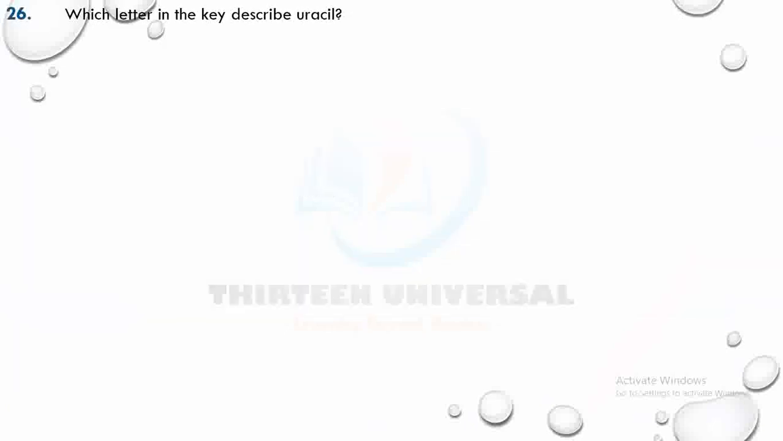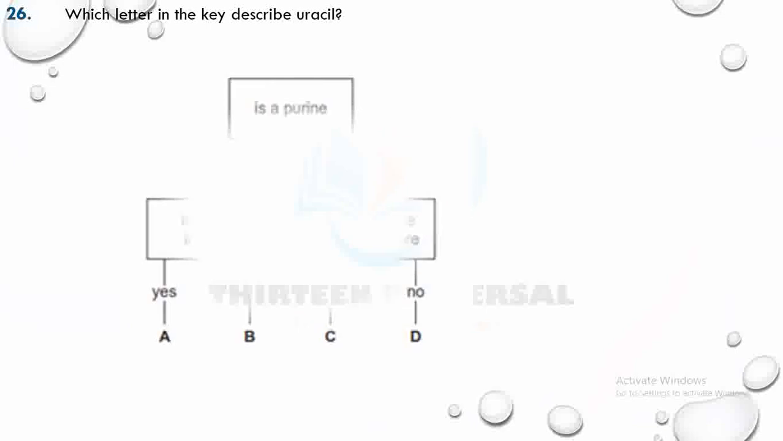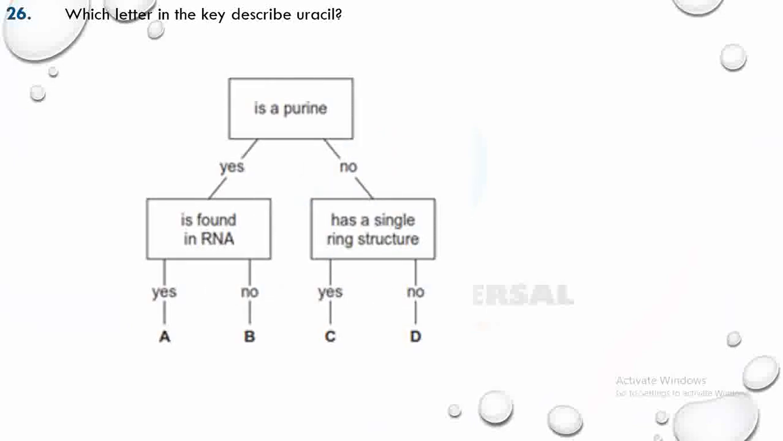Which letter in the key describes uracil? Pause the video and try it. Now uracil is not a purine. It has a single ring structure, so it's not a purine. So that's C.